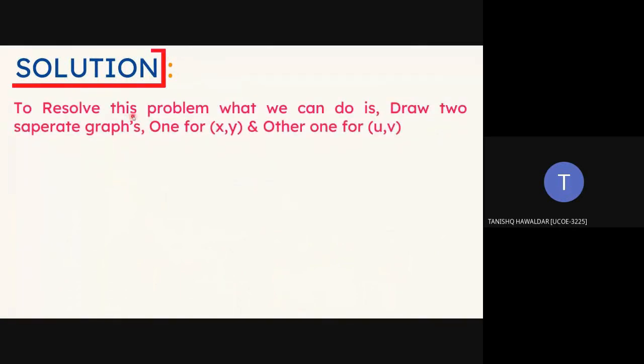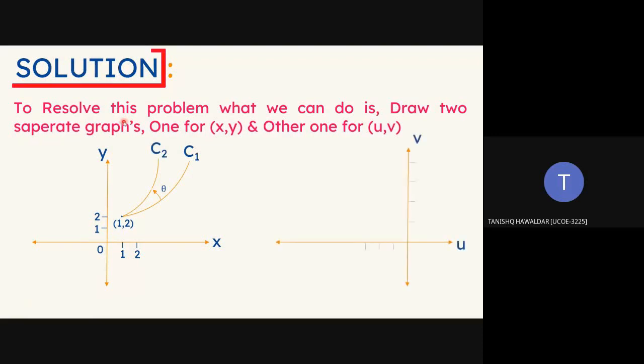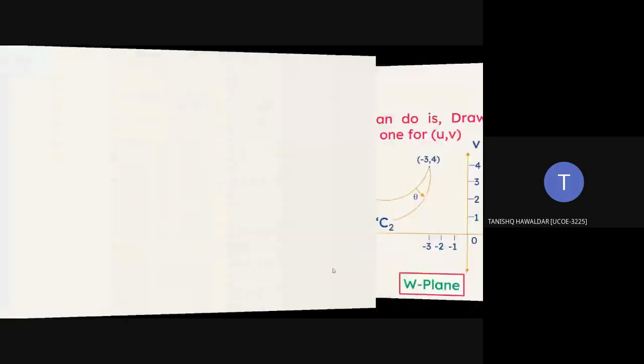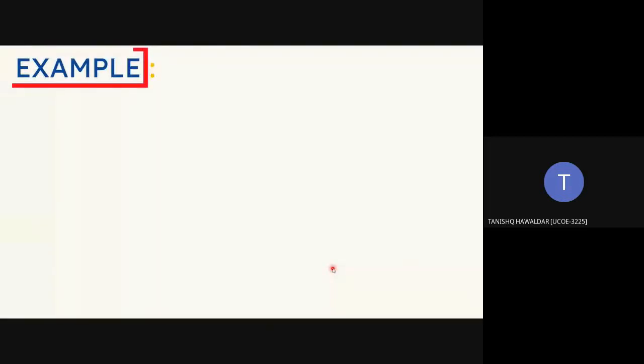To resolve this problem, what we can do is to plot separately two graphs for both xy and uv. So the xy plane is known as z plane, and uv plane is known as w plane. So let's see an example to completely understand the mapping of a complex function.